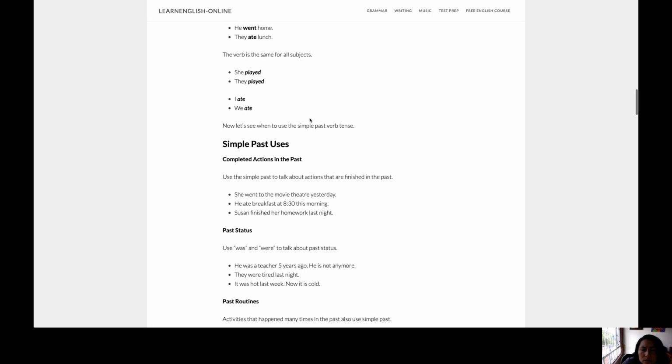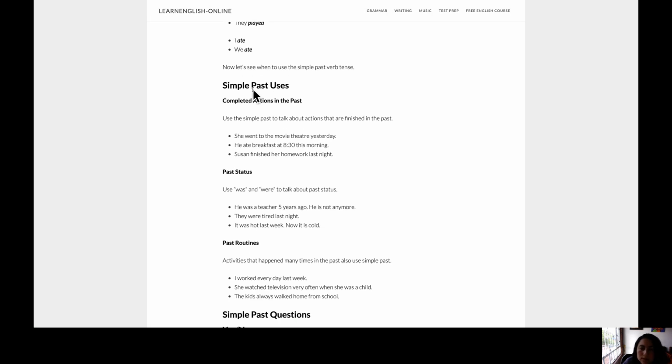Now let's see when to use the simple past verb tense. Entonces vamos a mirar cuándo se utiliza, cuándo podemos utilizar este tiempo gramatical. Completed actions in the past. Use the simple past to talk about actions that are finished in the past. Entonces, algo que ya quedó en el pasado, una acción que ya terminó y quedó en ese tiempo.